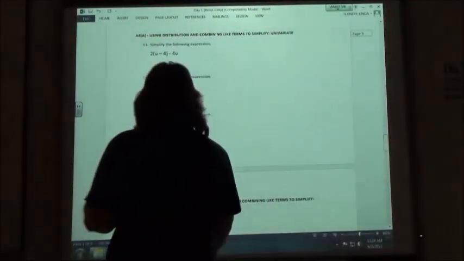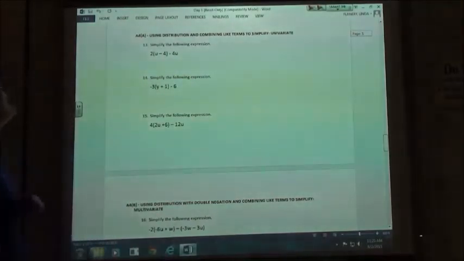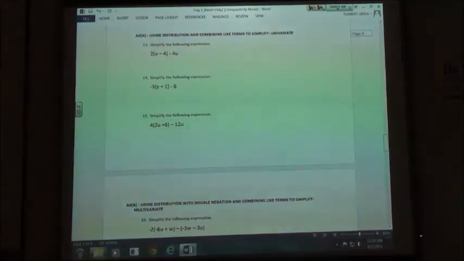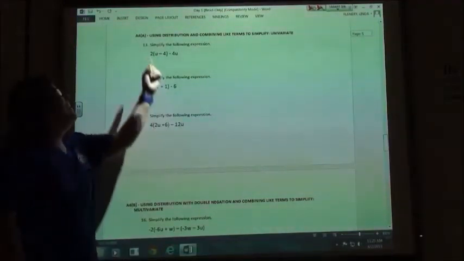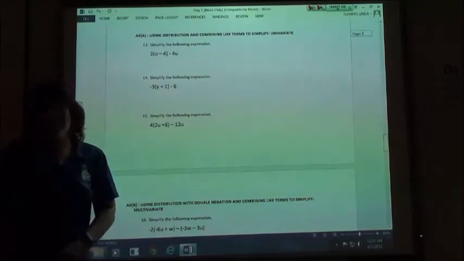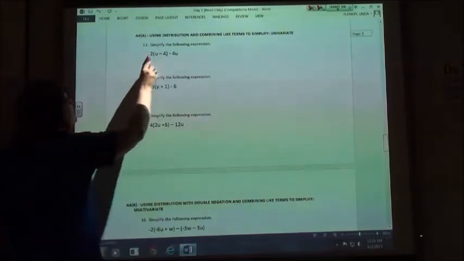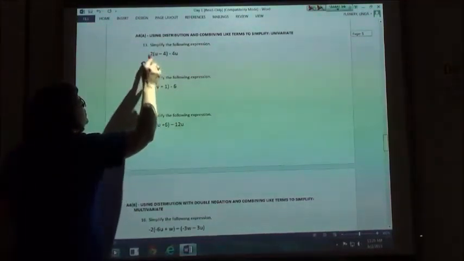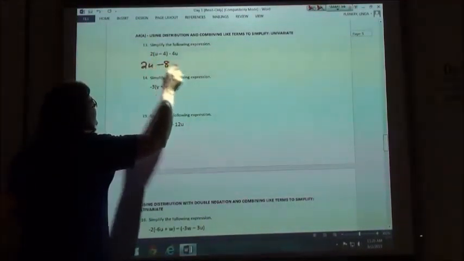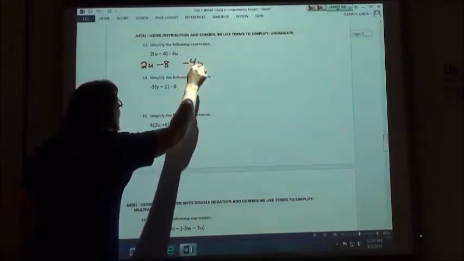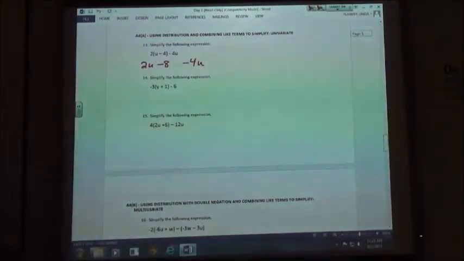13, 14, 15, using the distributive property and combining like terms to simplify. I'm hoping you all got this right on your pretest, but in case you didn't, we'll do it anyway. If we have parentheses, that's usually the first step, is get rid of our parentheses by using the distributive property. So you did 2 times u was 2u, 2 times negative 4 is minus 8, and the negative 4u wasn't in the parentheses, so you just brought it down.